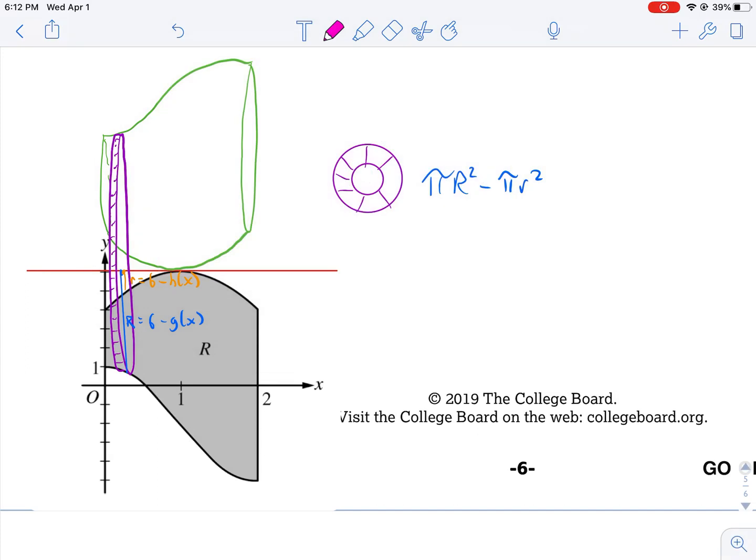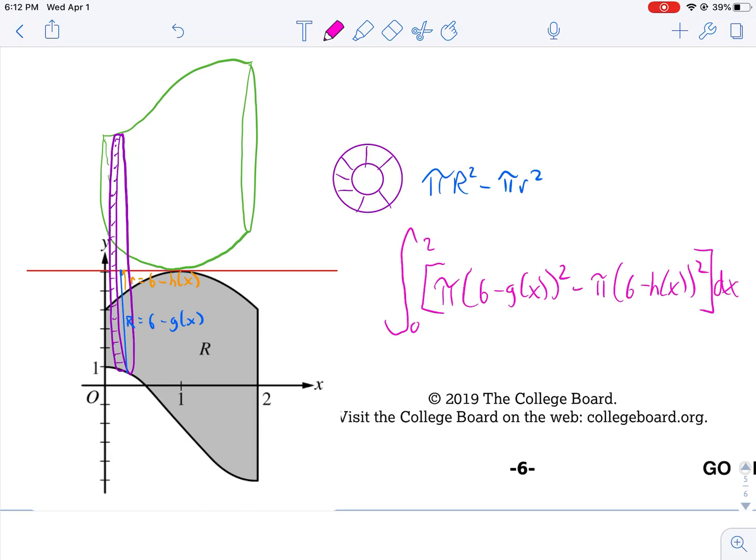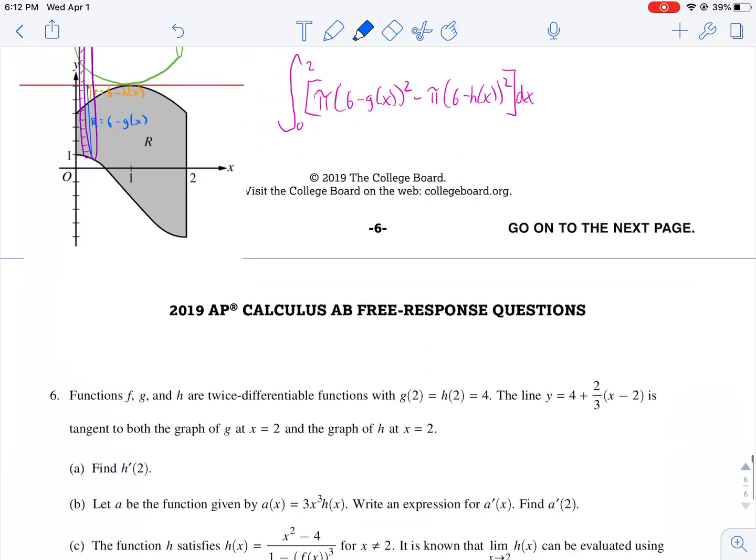Okay, and so our cross-section area then is pi big R squared. Color should we use pink? All right. So our cross-section area is pi big R squared, 6 minus g of x squared, minus pi little r squared, 6 minus h of x, quantity squared. And we do the integral of that from 0 to 2 of this whole thing, because that's our cross-section area, times thickness, dx. And remember, you could take these pi's out and write them in front of the integral if you really want to. Doesn't matter if you do or not. Okay, so that's pi big R squared minus pi little r squared.